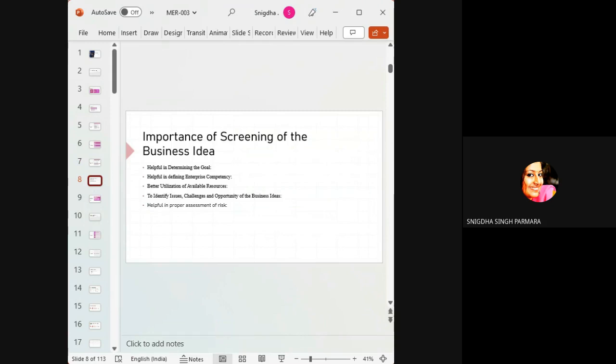Why is it important to screen business ideas? Because otherwise, you will keep hovering around so many business ideas without coming across any concrete one that you could proceed with. So it is helpful in determining the goal. It helps in shortlisting. It gives you the handful of ideas that would actually be helpful, feasible and viable for you. It helps in defining the competency of the enterprise.